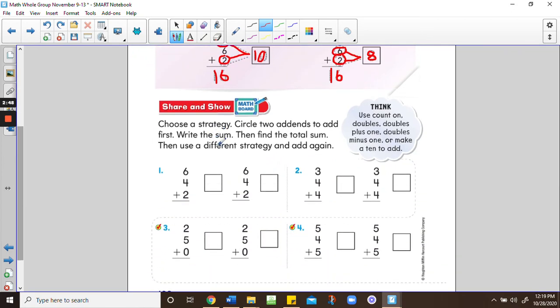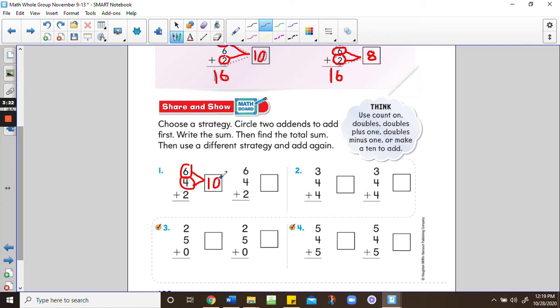Down here, we're going to pick two numbers to add first, and over here we're going to pick two different numbers to add first. So the first problem is 6 plus 4 plus 2. Same thing over here. 6 plus 4 plus 2. In this problem, I see that 6 plus 4, anybody know what that is? 6 plus 4 equals 10. So I'm going to add those first.